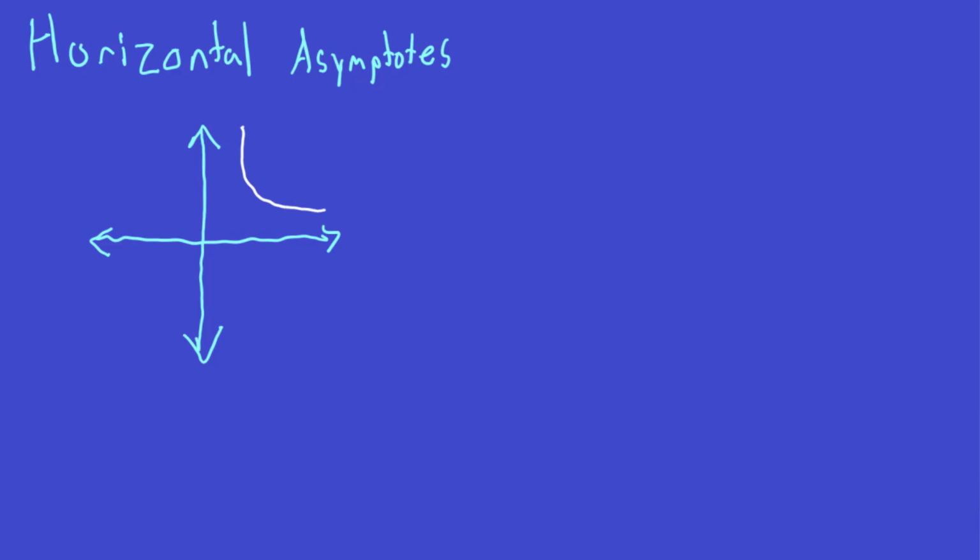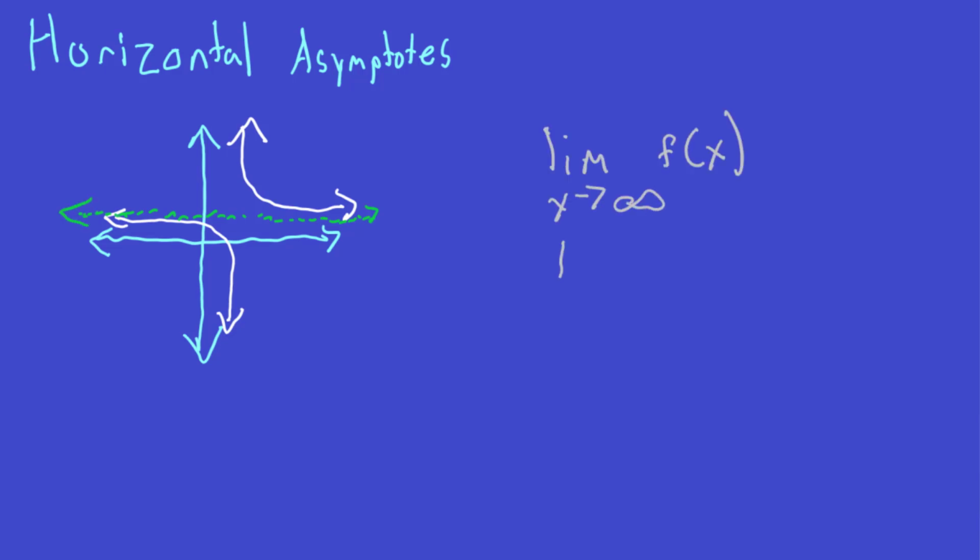What is a horizontal asymptote? Horizontal asymptotes are essentially just imaginary horizontal lines that form on the graph. It happens when a function doesn't want to cross a certain y value at either the limit as f of x approaches infinity or the limit as f of x approaches negative infinity.